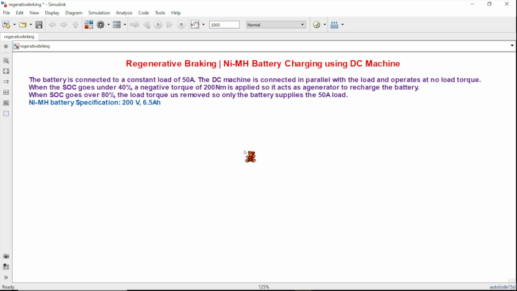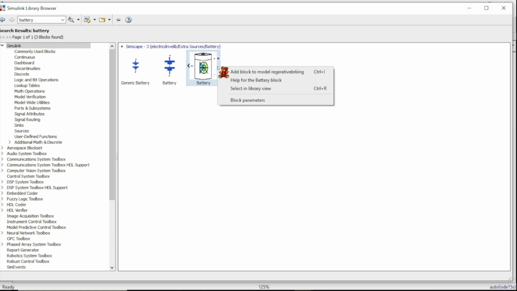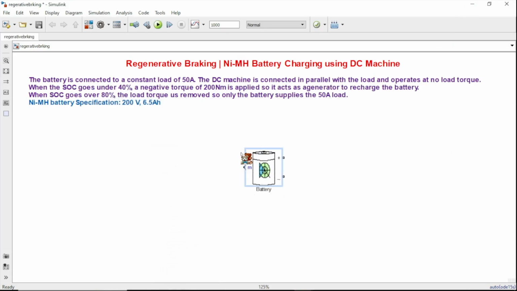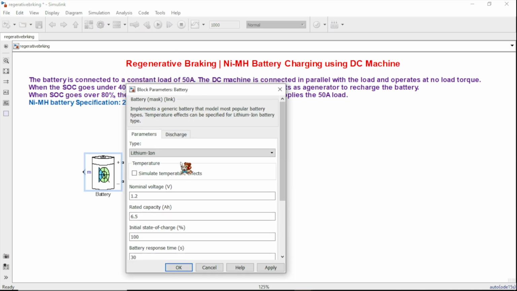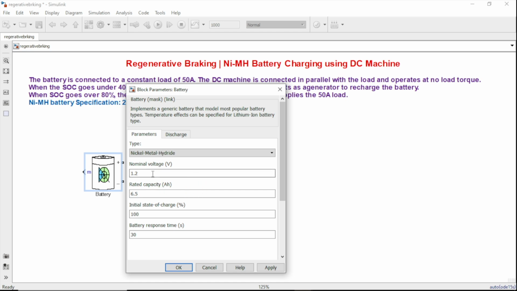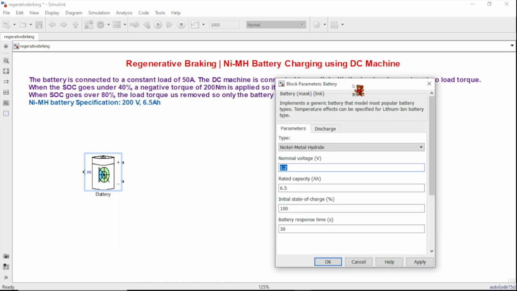Here is the Simulink interface. First of all, I am taking the battery and adding it. Just double click on it. This is the lithium ion battery type, so basically we have to choose nickel metal hydride, and here you can see the nominal voltage is 200 and the rated capacity is 6.5 ampere hour. Here I am taking the initial state of charge as 100% and just apply it.